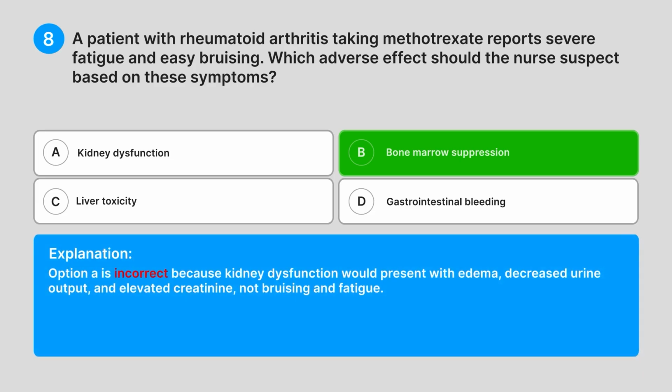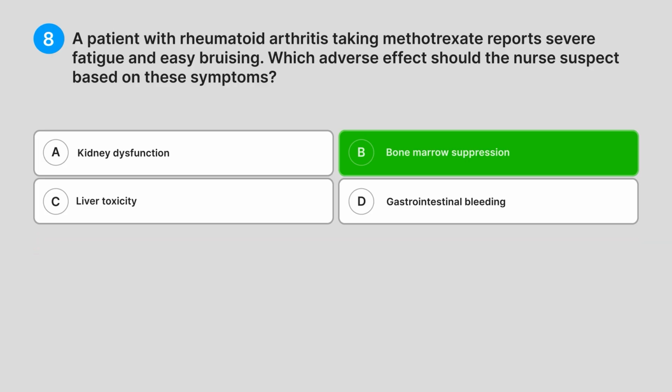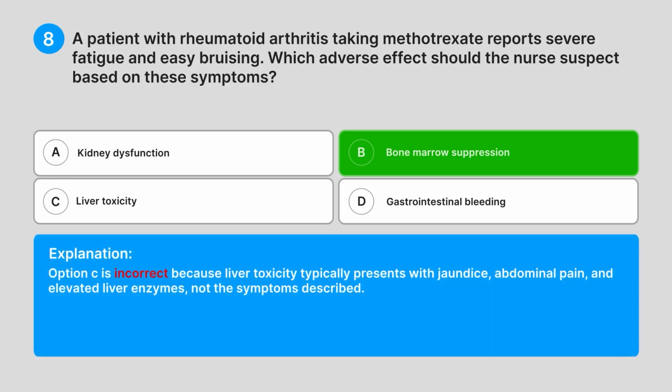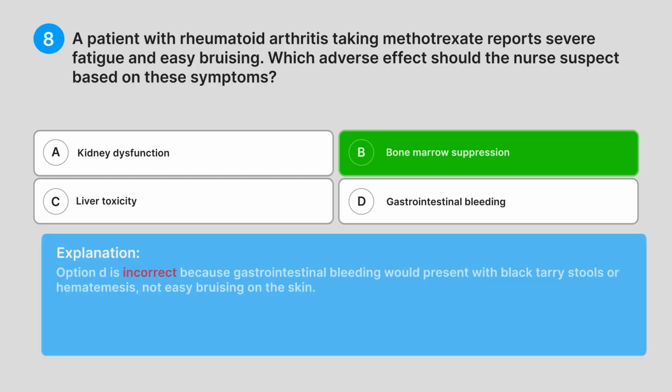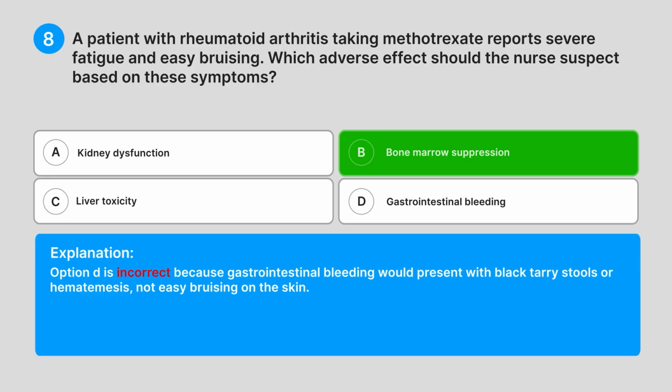Option A is incorrect because kidney dysfunction would present with edema, decreased urine output, and elevated creatinine, not bruising and fatigue. Option C is incorrect because liver toxicity typically presents with jaundice, abdominal pain, and elevated liver enzymes, not the symptoms described. Option D is incorrect because gastrointestinal bleeding would present with black tarry stools or hematemesis, not easy bruising on the skin.